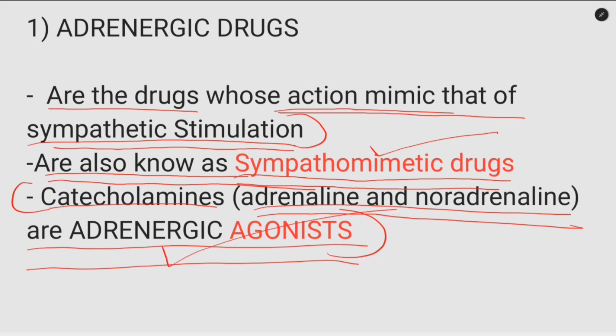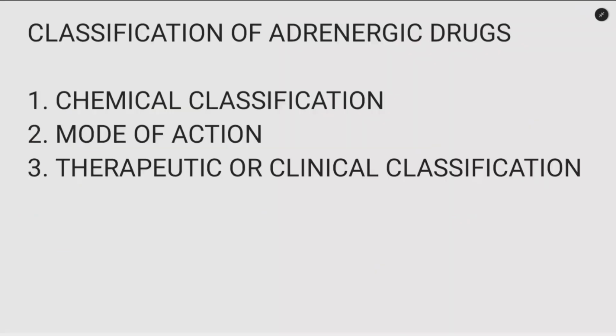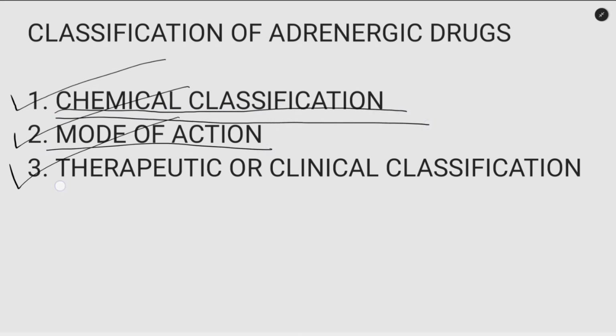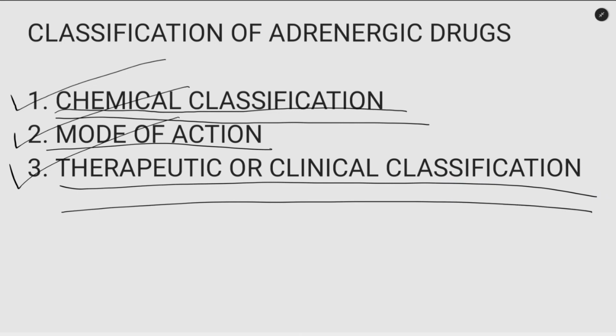We are done with the introduction of adrenergic drugs. Let's start with classification. Adrenergic drugs are classified under three headings: on the basis of chemical classification, on the basis of mode of action, and the third heading is therapeutic or clinical classification. These are the three headings.